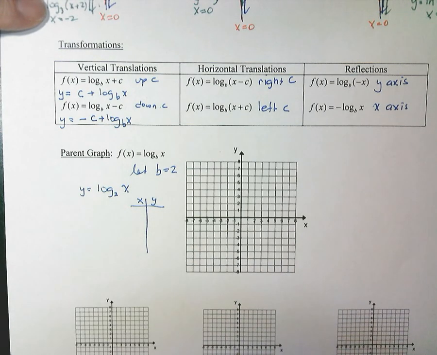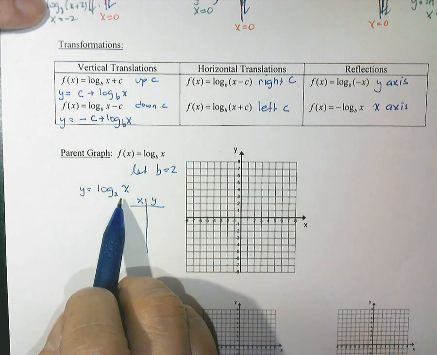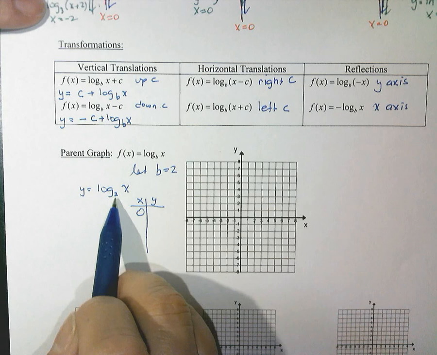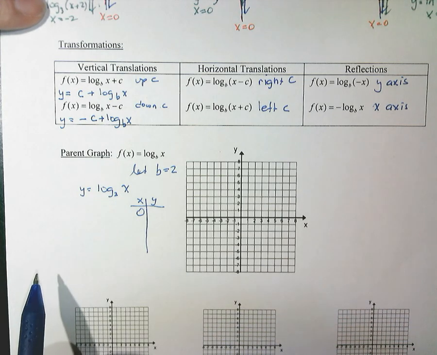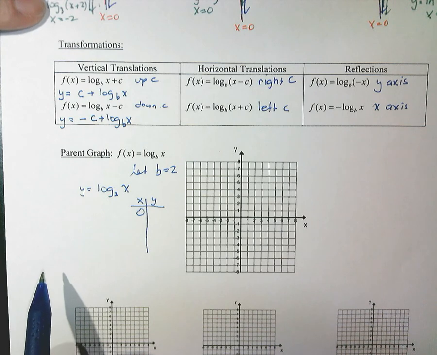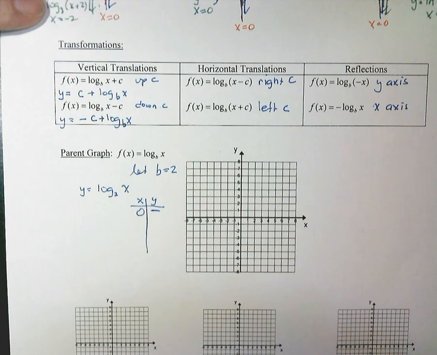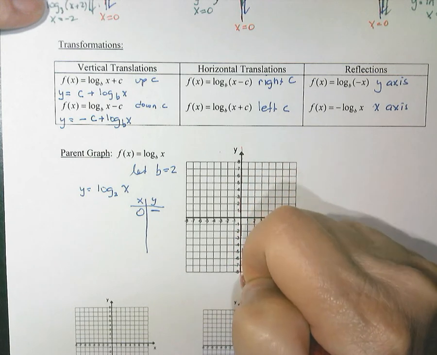If I had y equals log base 2 of x, I can't pick a negative number. So I can't use negative 2 and I can't use negative 1. I can't even use 0. If I put a 0 in here, log base 2 of 0 doesn't make any sense. 2 to what power equals 0? It doesn't matter what exponent I put there, I'm never going to get a 0. So I'm not going to have anything there. That's how I get my asymptote. I cannot get a value, so this is my asymptote.